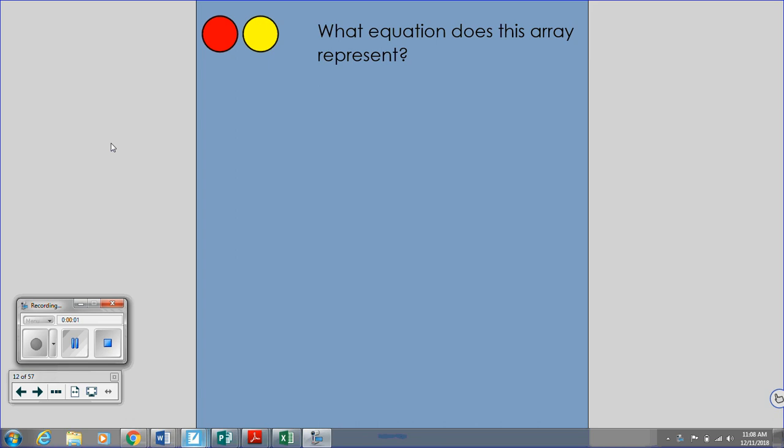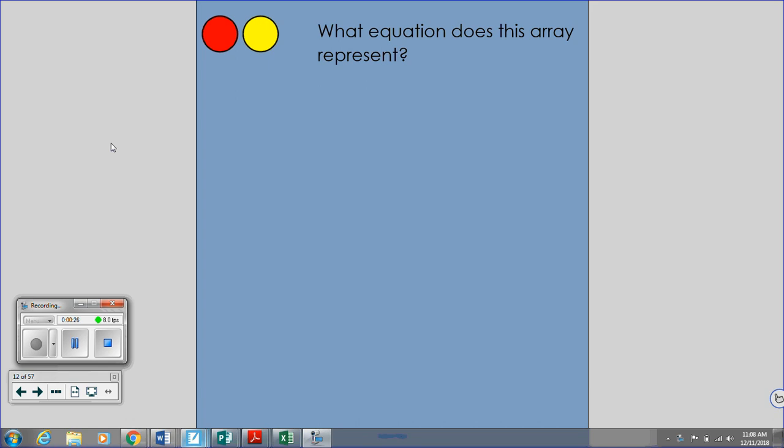So today we are working with twos, aka doubles. With your counters, I don't care if you pick all red or all yellow, just pick one color. I want you to make a 2 by 2 array. Think about what I'm saying. You can figure it out. Think about how to build an array.